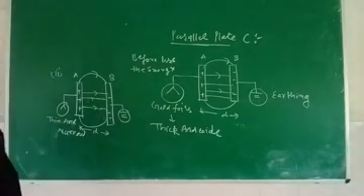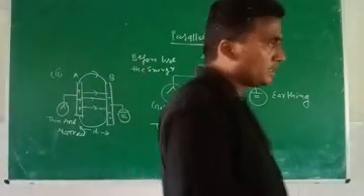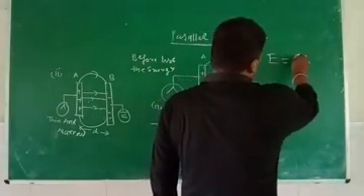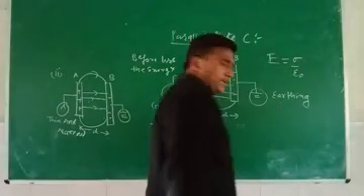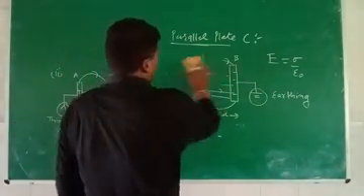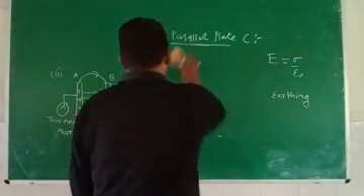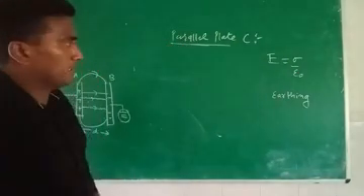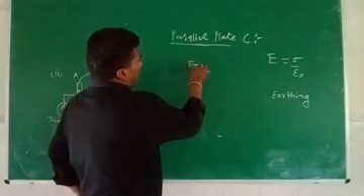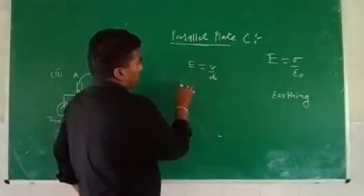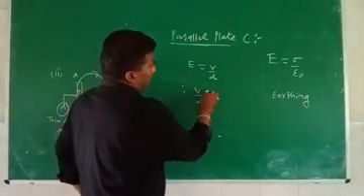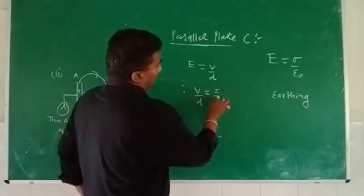We know that the relation of electric field strength E is equal to sigma by epsilon naught, and we identify the value of the parallel plate capacitor in terms of area and the distance between the two metallic parallel plates. We know that the relation of electric field E is equal to V by d. Therefore, the new relation is V by d is equal to sigma by epsilon naught.